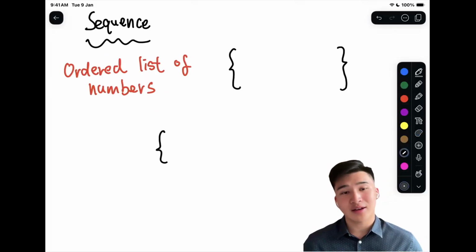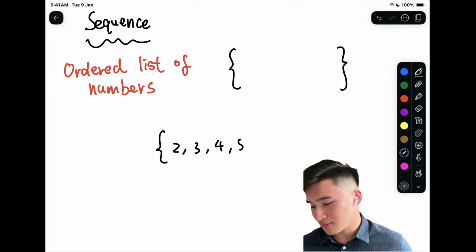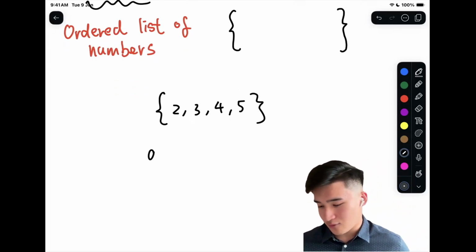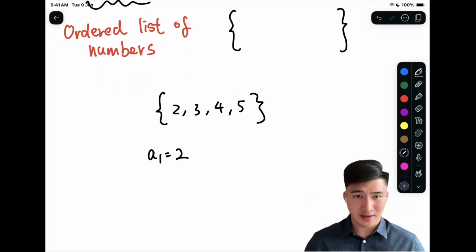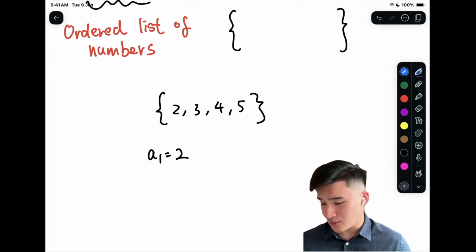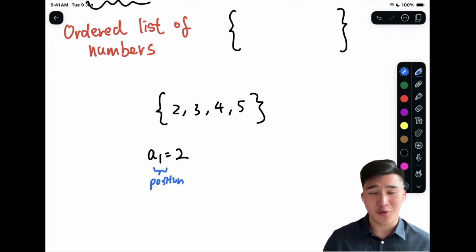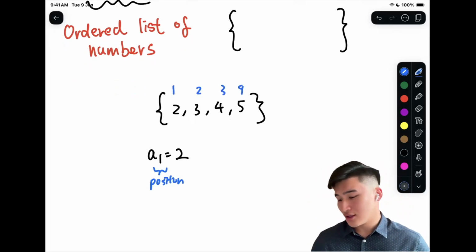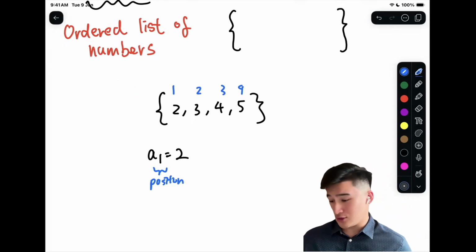So let's start off by imagining the sequence 2, 3, 4, 5. In a sequence, the way we represent a term is we call A1 equals 2. Just a quick recap, A1 basically stands for the value, and the 1 within A1 stands for the position, as in, what is the address, what is the position of the term within the sequence. You have 1, 2, 3, 4. So obviously A1 is the first position, the first term, and it equals 2, as you can see here.